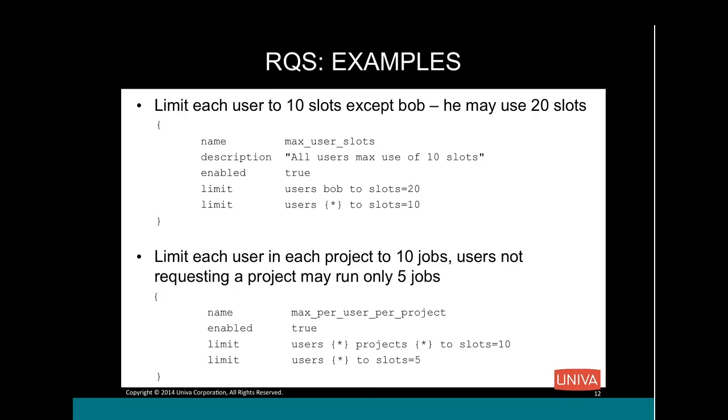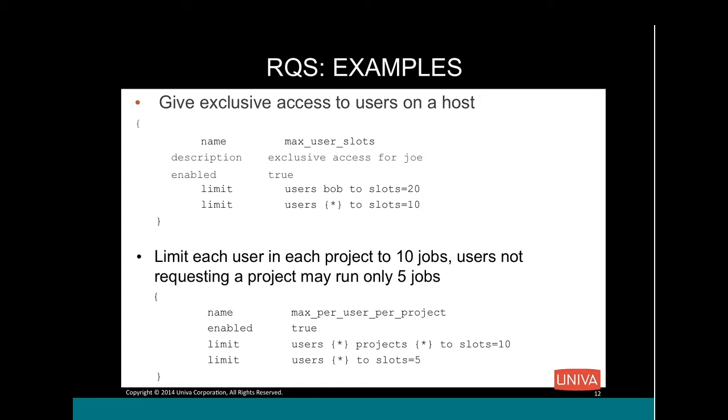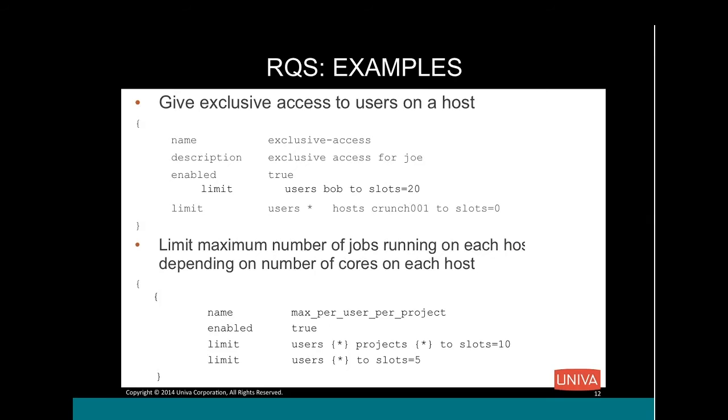So you get the idea of how these limit rules work, but you can also see that they're very subtle. You can quite easily create complicated rule sets that could confuse you. So it does take some time to work through exactly what type of rules you would need to solve a particular situation. There are more complicated examples. For example, one that's very common, give exclusive access to users or a user on a host.